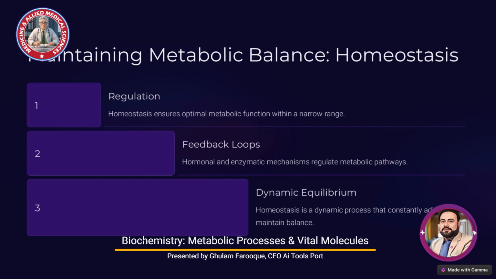4. Dynamic equilibrium. Dynamic equilibrium refers to the state where physiological systems continuously adjust and stabilize to maintain homeostasis. While the internal environment is in constant flux, it stays within a narrow range of optimal values. These constant adjustments ensure that the body remains functional despite external changes.